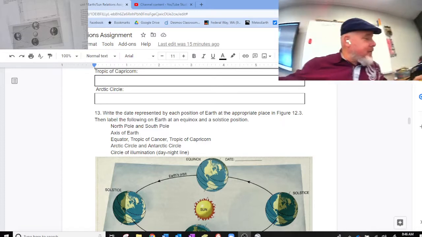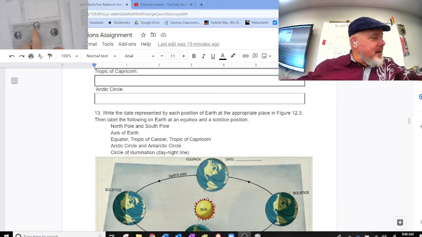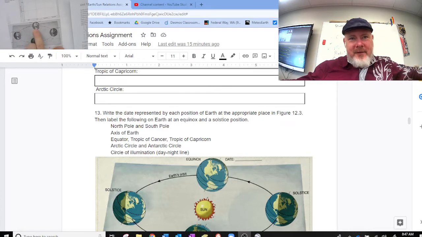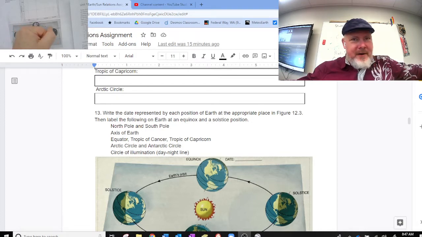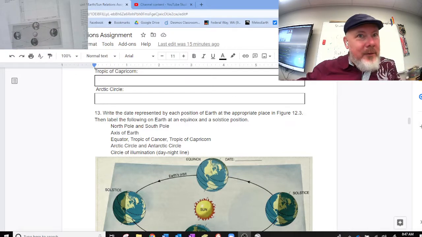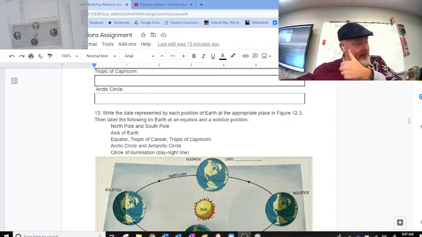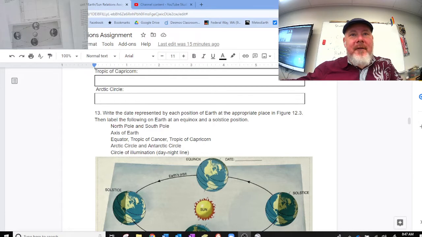When you guys are doing this part of the lab, you're going to show me where the latitudes are. Use one of these globes, and label the Tropic of Cancer, the Tropic of Capricorn, the Arctic Circle, the Antarctic Circle, and the circle of illumination. That basically is this line that separates the light from the dark. And tell me what the tilt is, 23.5. Remember that, we use that a lot, 23.5. That's the angle of the Earth.